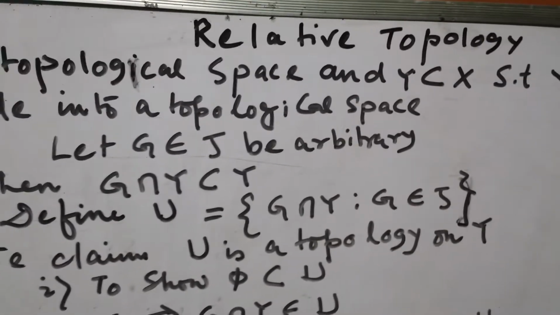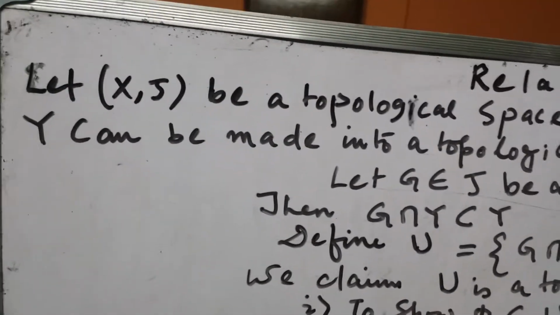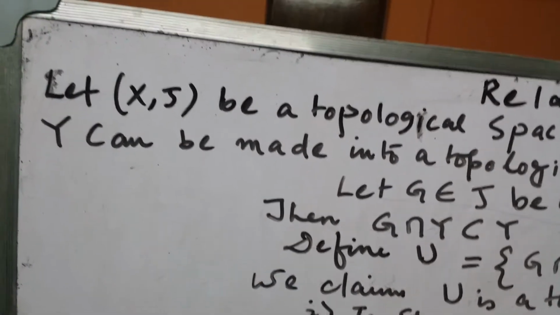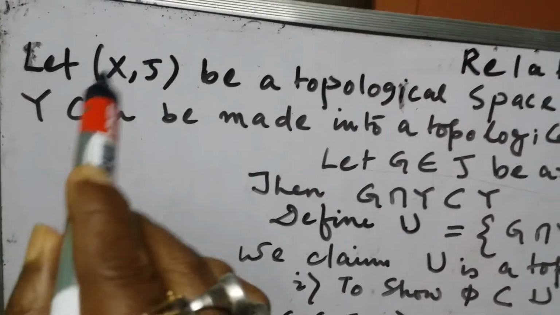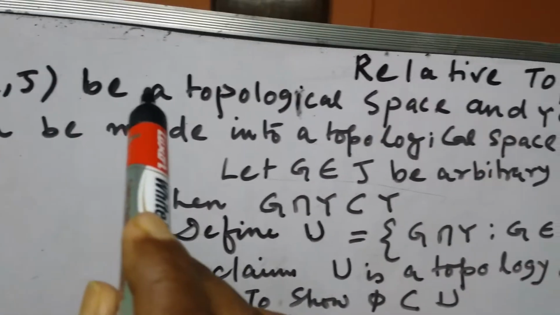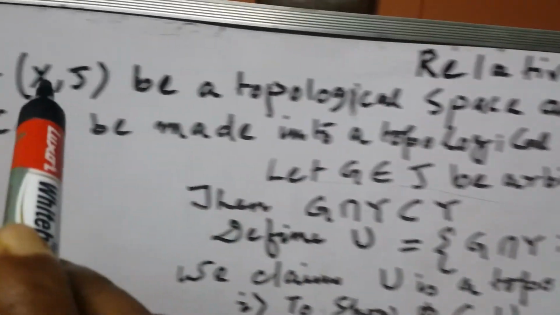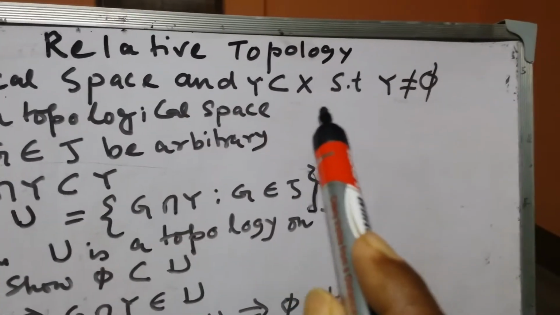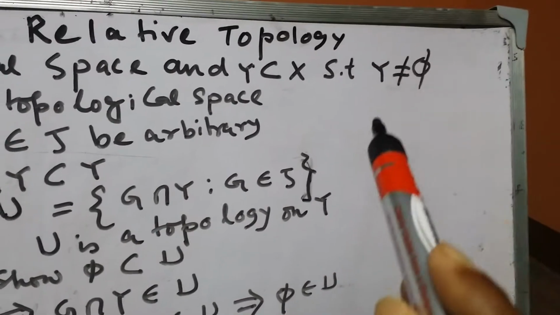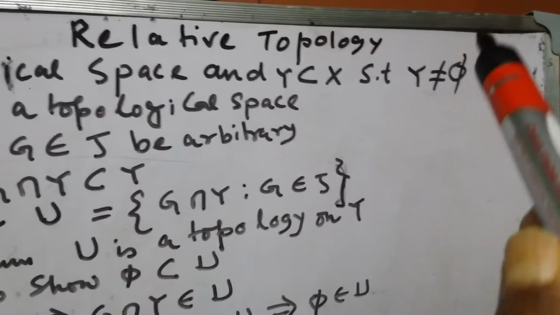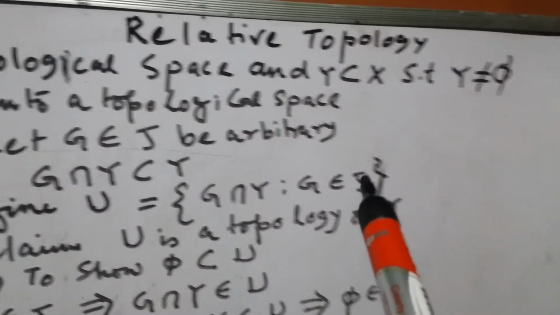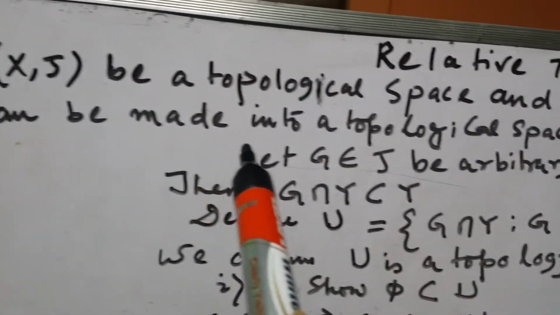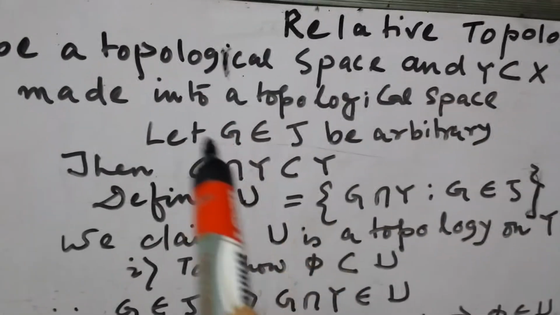What is relative topology? At first, let (X, tau) be a topological space, and Y is a subset of X such that Y is not equal to phi. Y can be made into a topological space.